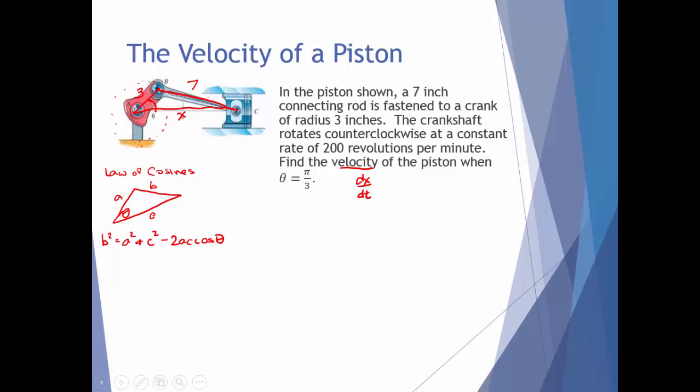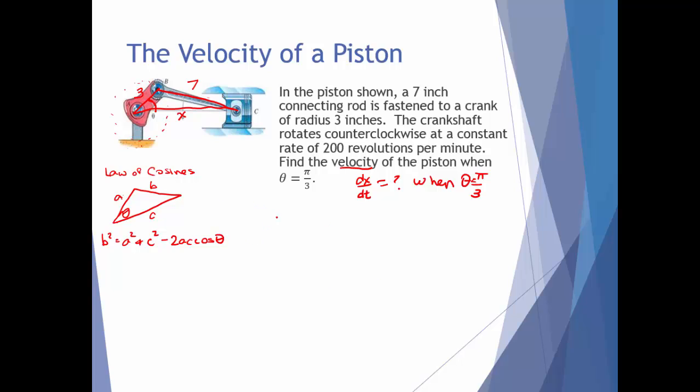If you look, it almost starts off like a Pythagorean theorem looking type equation, but it's not. So that's the law of cosines, and in our particular diagram, that says that the side across from our angle is 7, and the two adjacent sides are 3 and x. And we are looking for dx dt. That's our goal. But specifically, we're looking for dx dt when theta equals pi over 3.